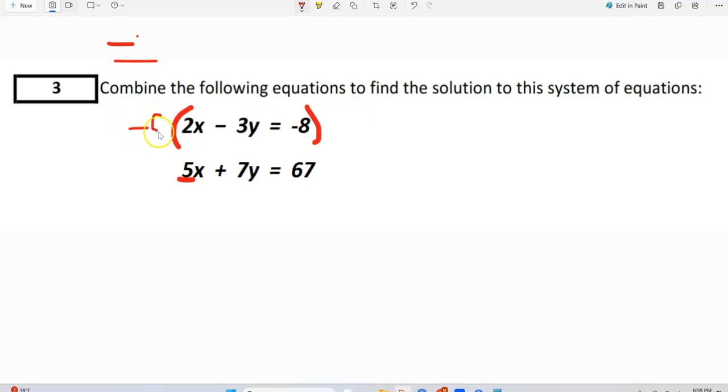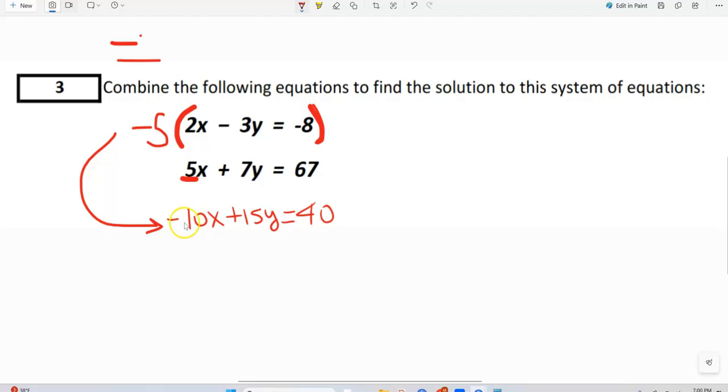Here we go. The whole equation, okay? And then I'm going to write it down here. When I do, I should get negative 10x plus 15y. And now I'm going to take this equation, and what do you think I'm going to multiply it by? Well, now I'm going to multiply it by positive 2, because this is negative 10x, so I want the opposite of negative 10x, which is positive 10x. So this whole equation times positive 2, okay? Go ahead and do that.